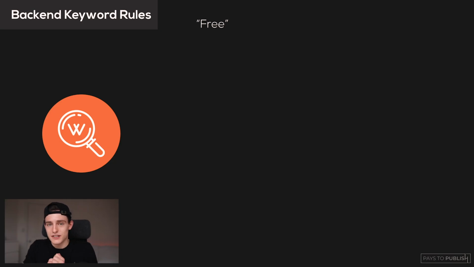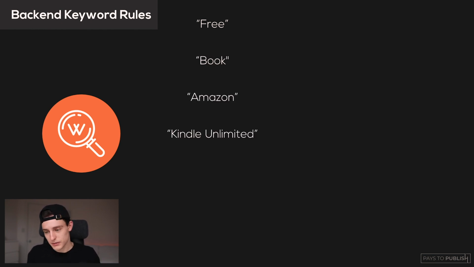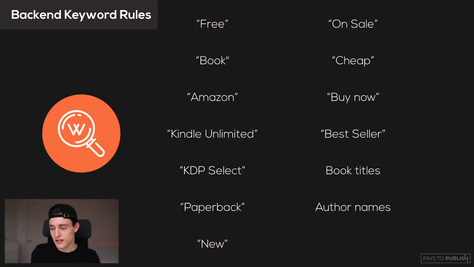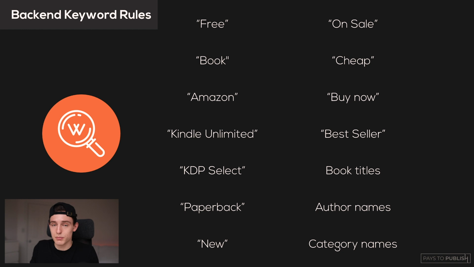So here's some words that you can't use, okay? Don't use them in there or you might get into trouble, like I said. So the word free, book, Amazon, Kindle Unlimited, KDP Select, paperback, new, on sale, cheap, buy now, bestseller, book titles. So any of your competitors' book titles, don't put those in the backend keywords. Author names, don't put any author names in your backend keywords either, like other author names, like competitor names, and category names, don't put those in there either.